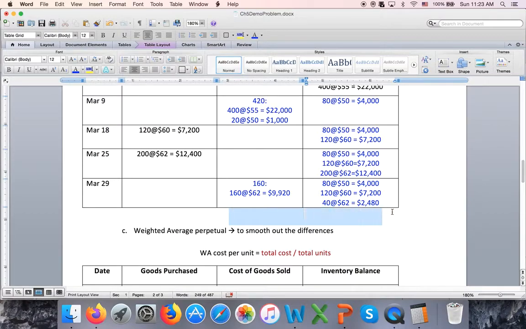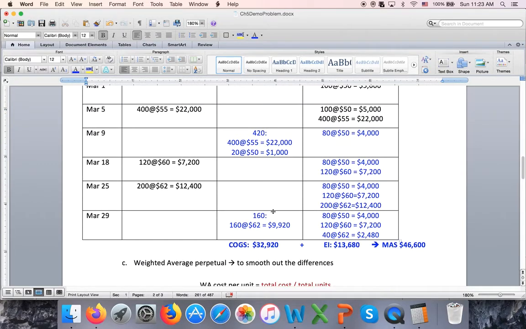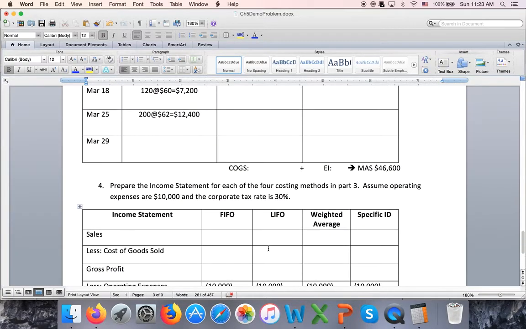And guys, same thing here. Let's calculate COGS. Let's calculate ending inventory. My math doesn't change, but compare COGS. So we had a COGS of 31,800. Now it's 32,920. Let me go right away to this part right here.